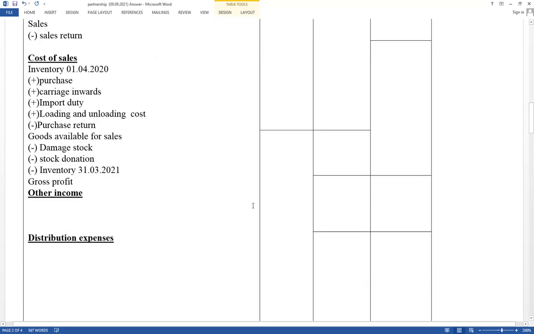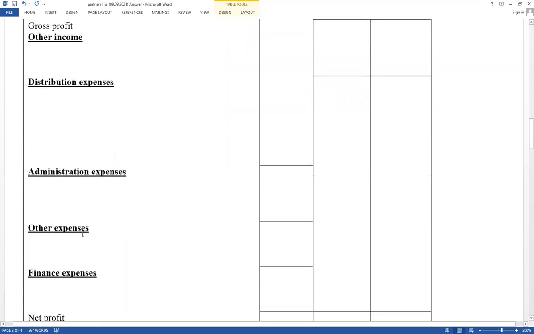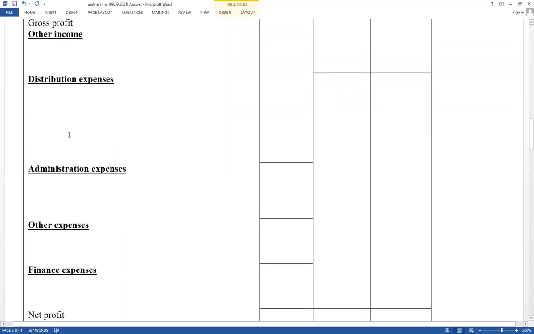Then plus other income minus expenses. If it has given more expenses, should be categorized. Distribution expense, administration, other, finance. Think other income should be added and expenses should be deducted. All the expenses should be deducted. Distribution expense and administration expense, other expense, as well as finance expense. Then net profit can be calculated.